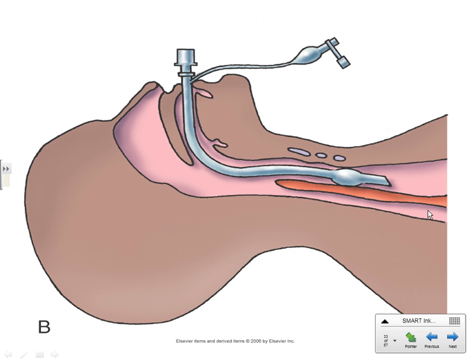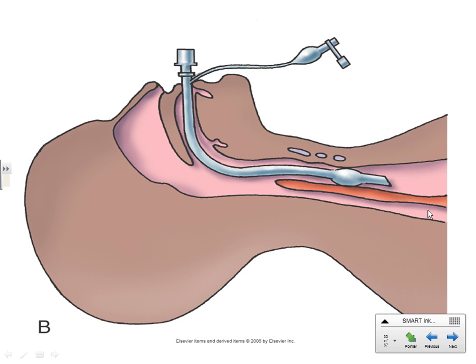So that's the way it's supposed to look. This is the pilot balloon up here, and that's the cuff. The pilot balloon is going to tell you whether or not the cuff is inflated or deflated. So if the pilot balloon is flat, then you know that your cuff is deflated and you've got problems.